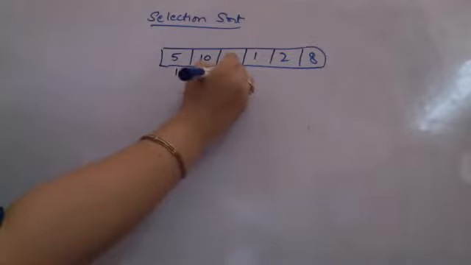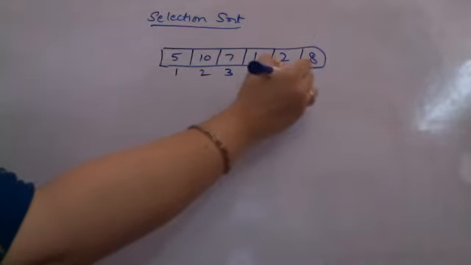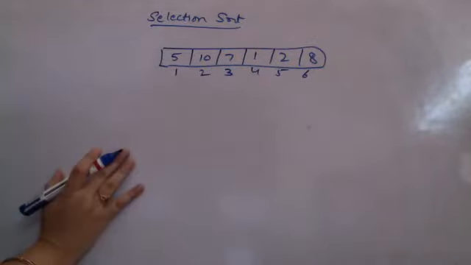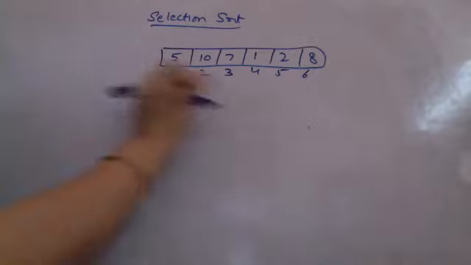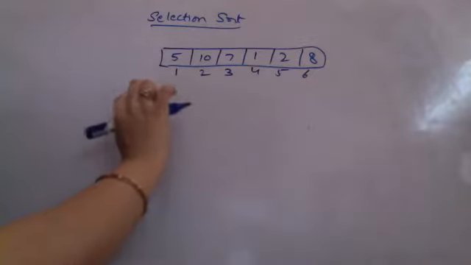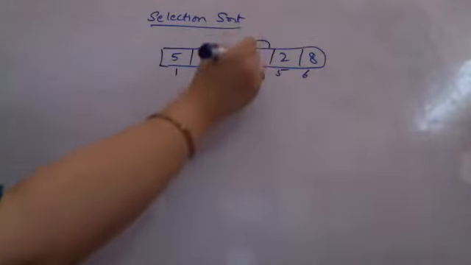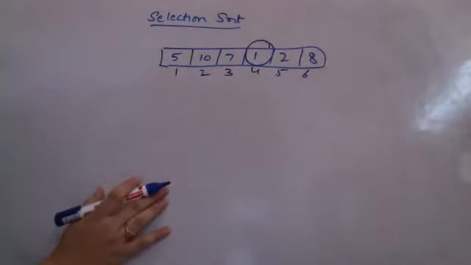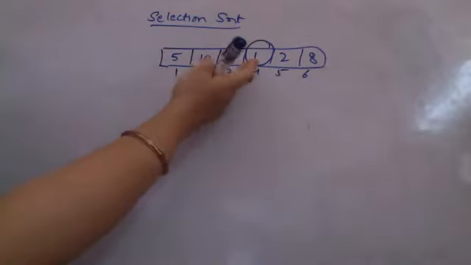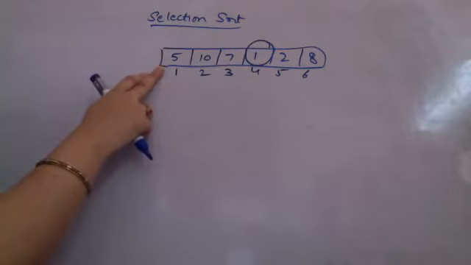So these are the indexes 1, 2, 3, 4, 5 and 6. 6 elements are there in the array. I pick up the first element or smallest element. What is the smallest element? 1 is the smallest element. So what I do is I exchange the smallest with the first position.